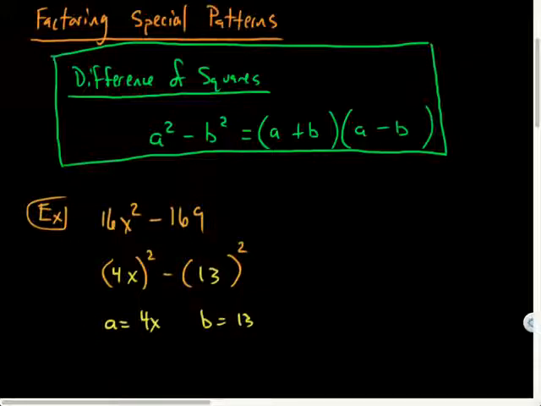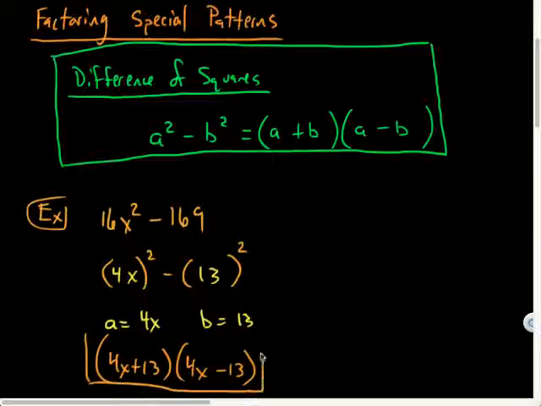Now all I do is plug it into the pattern. So a plus b, that's going to be 4x plus 13, times a minus b, so 4x minus 13. And there we go. It's nice and factored. I didn't have to do any work, really. I just had to recognize that it matched a pattern, and I could take this awesome shortcut.